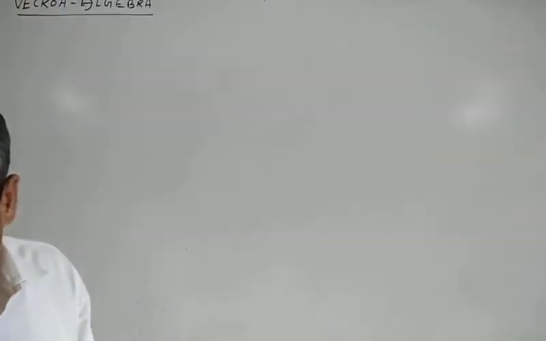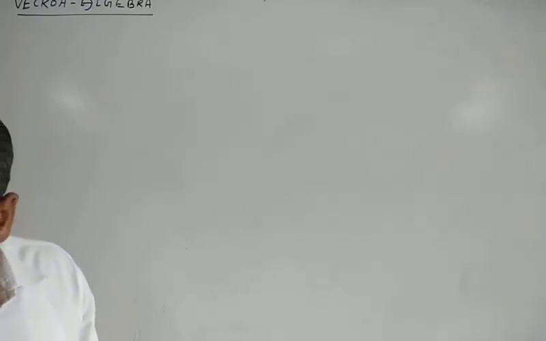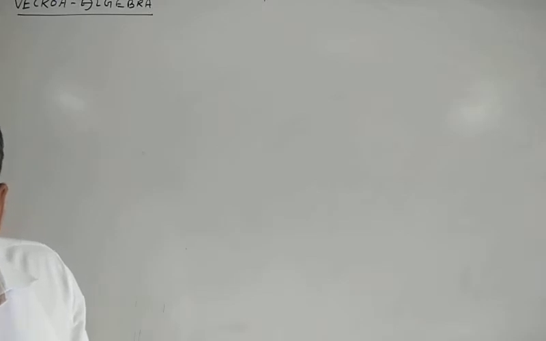Last class we already discussed some problems of vector. Okay, so next question: if the sum of two unit vectors is a unit vector, then show that the magnitude of their difference is root 3.